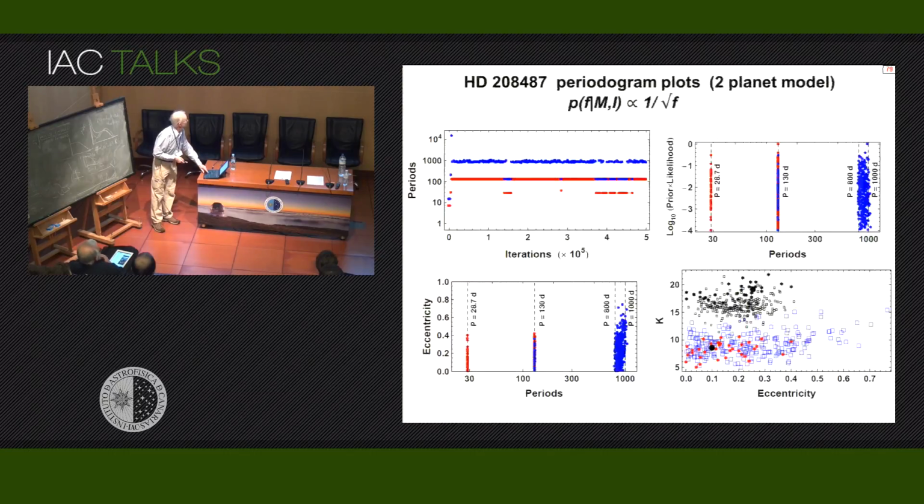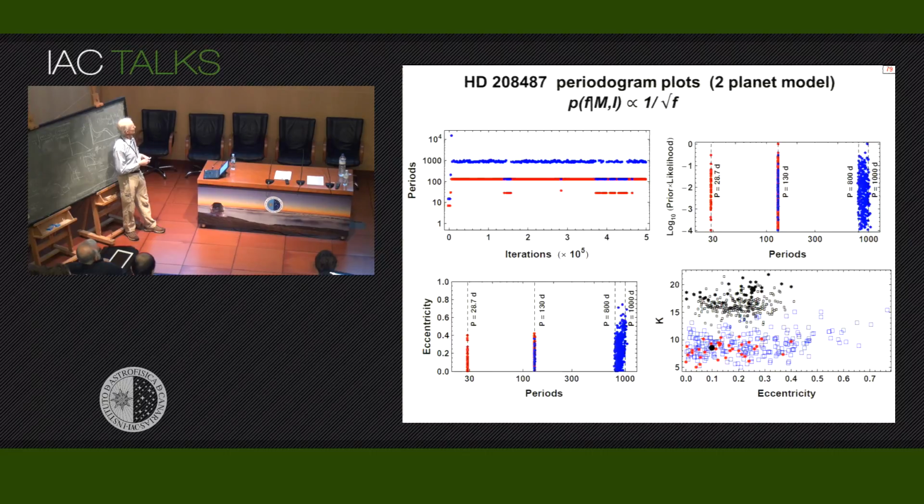Okay, so if you change the prior to 1 over the square root of frequency, now I do detect a 28-day period coming in here. Starting from the same two periods, I jump up and still get dominantly the 900 and the 130-day, but with this 28-day period, you can see the tempering is dipping down to that at regular intervals. And here's the eccentricity distribution versus period.